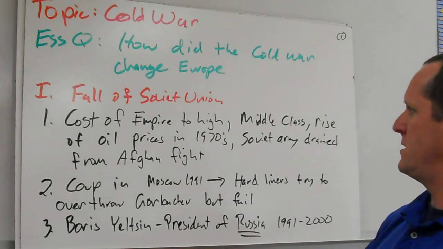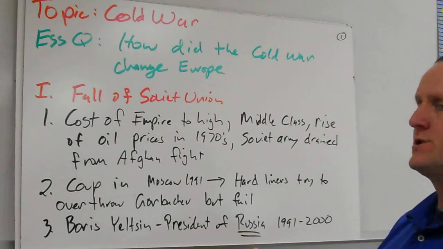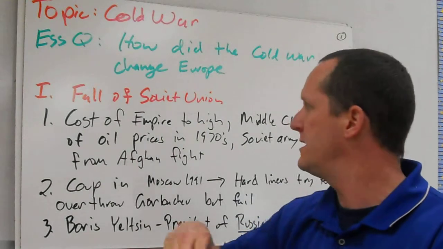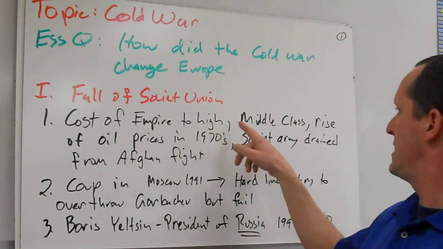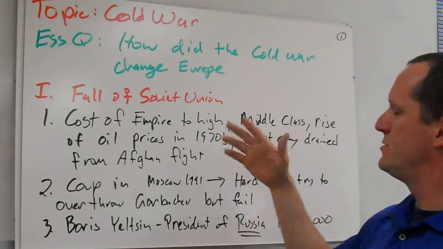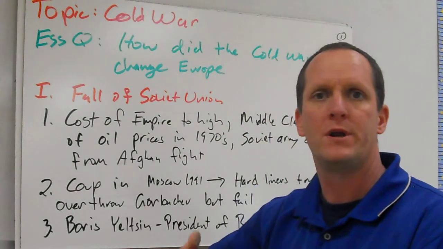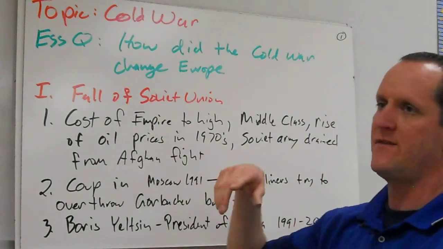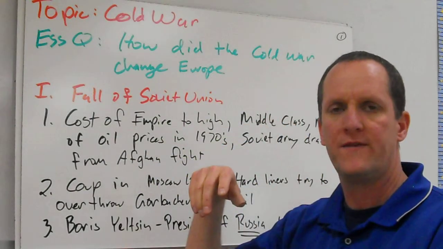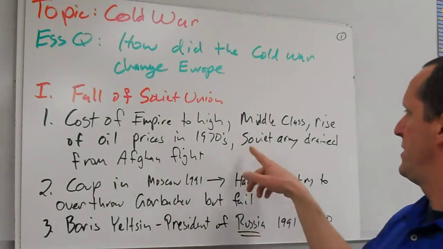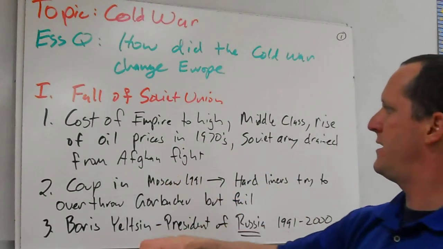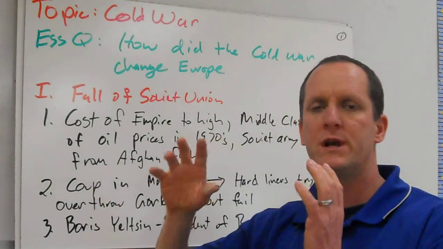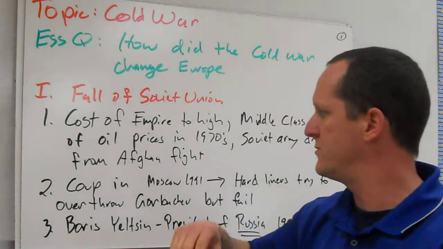The cost of the empire was too high to maintain all of the satellite states and the Soviet Union itself. Middle class began to become more dominant in the Soviet Union. The rise of oil prices in the 70s really affected the Soviet Union. The Soviet army was drained from fighting in Afghanistan. All of those things put together really hurt the Soviet Union.